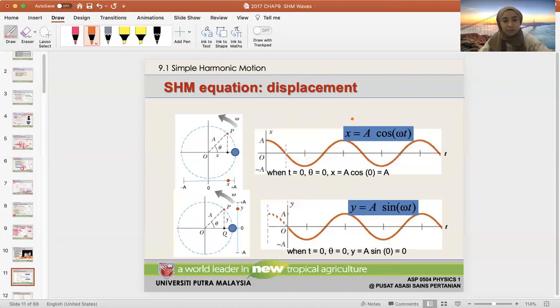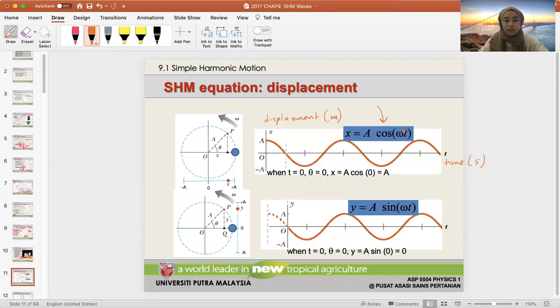So for X displacement, this is a displacement time graph. If they ask you to draw a displacement time graph, you should label the axis. This is time in seconds, or just S, can also. Okay, so this is a displacement time graph, which is the same as this equation. So this equation is X equals A cosine omega T.